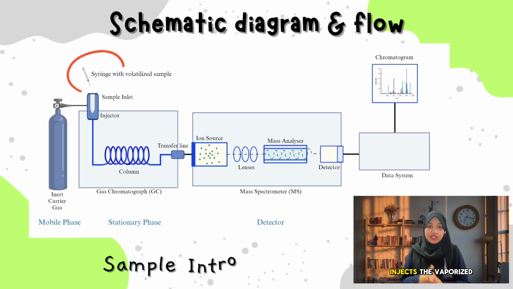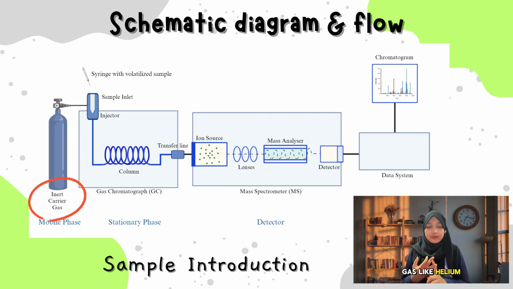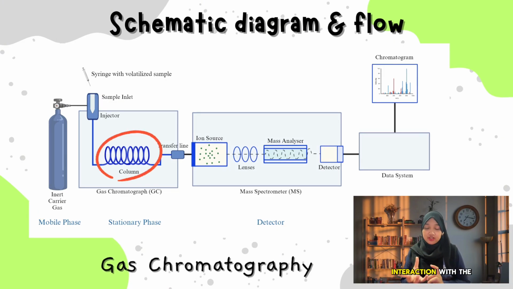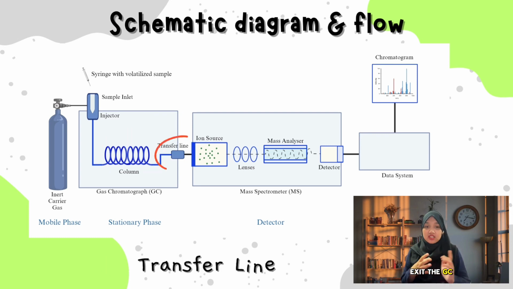First, a syringe injects the volatile sample into the injector pot. An inert carrier gas like helium transports the sample through the column. Inside the column, compounds separate based on their interaction with the stationary phase and their boiling points. Separated compounds exit the GC column and move through a heated transfer line to prevent condensation, entering the mass spectrometer.